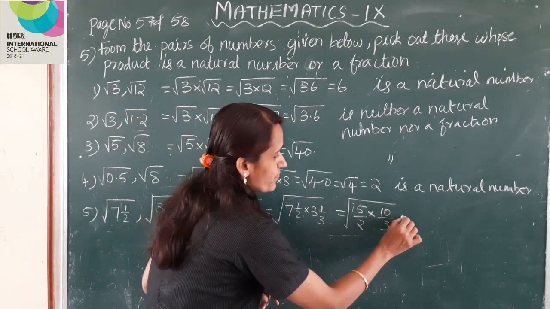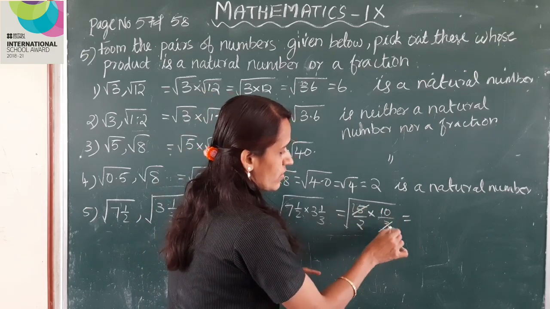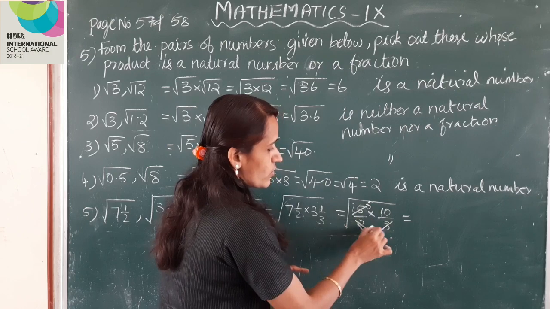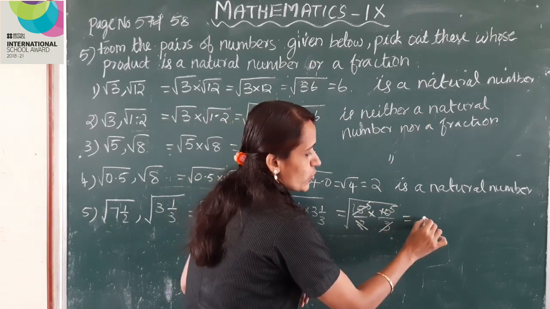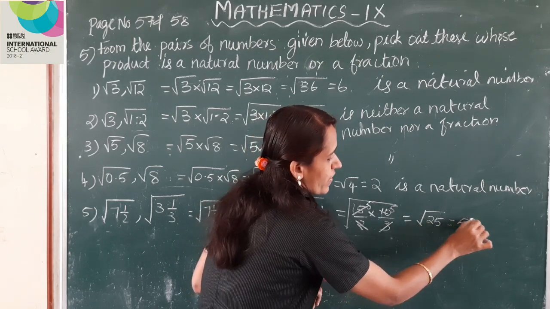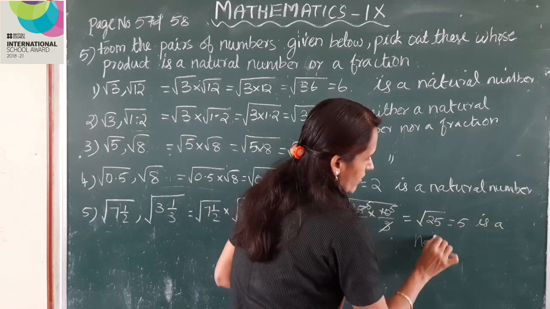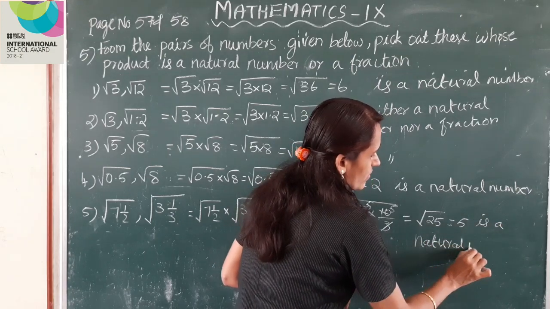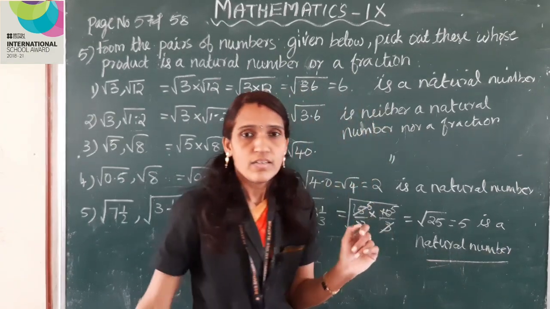This is equal to, 5 2s are 10, 5 into 5, 25. So, root 25 is equal to 5. Again it is a natural number. Clear, children?